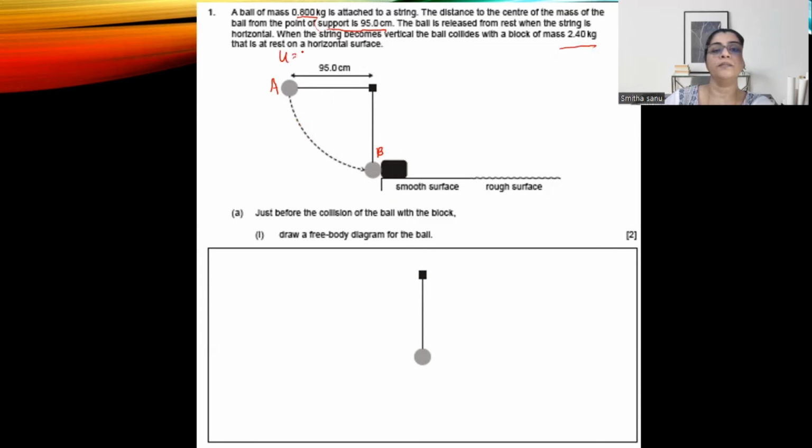What is the question? First is to draw a free body diagram of all the forces acting on the object. So very clearly, forces acting are the weight of the object and the tension. Since it's taking a circular path, the inward force is more than the outward force. So tension is more just before it collides with the block. So you have to draw the tension arrow longer than the weight.